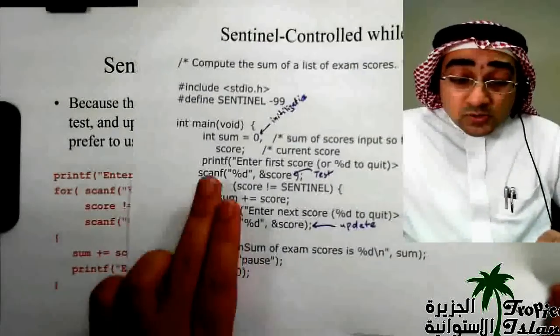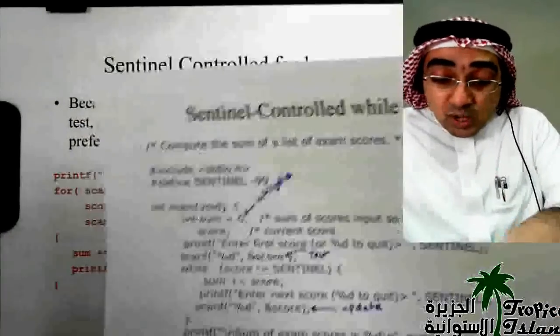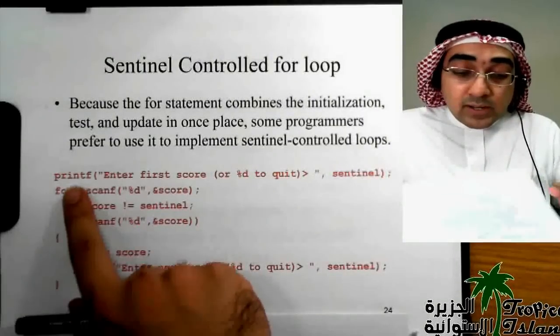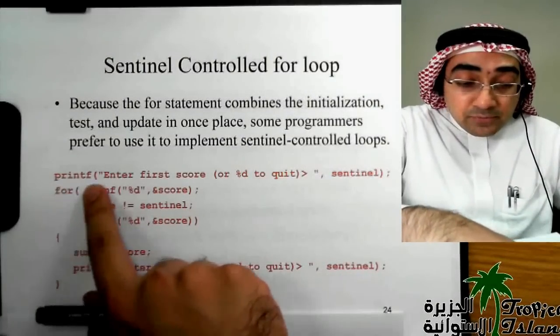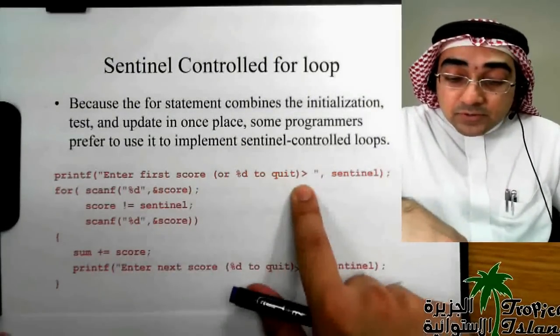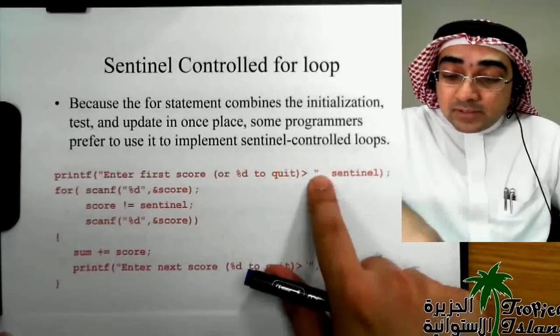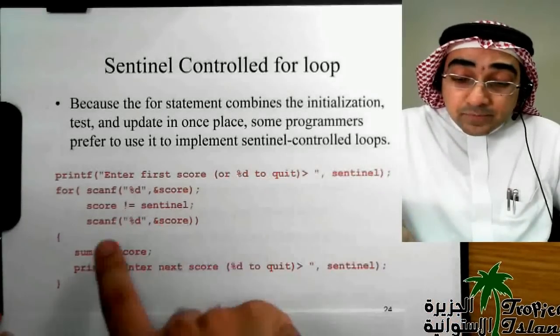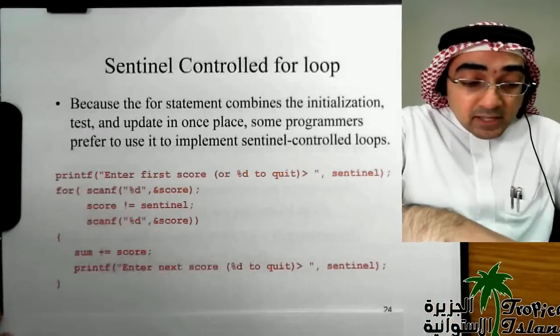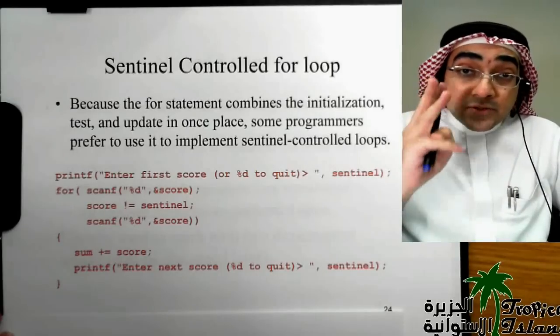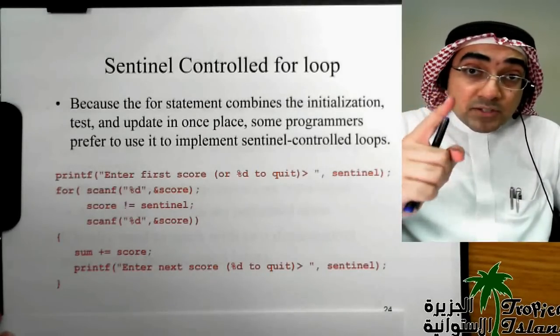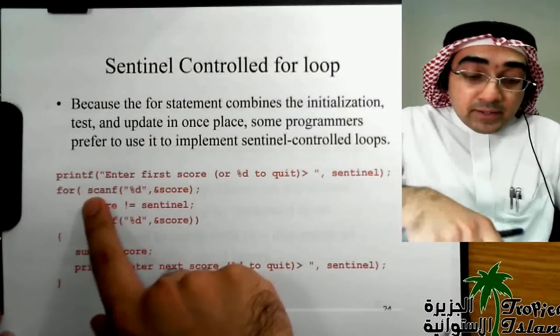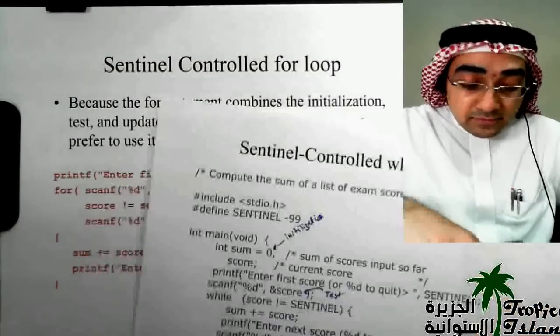So when I want to translate this while loop into a for loop, here's what I have to do. Before the for loop, I say printf enter the first score, or the Sentinel value actually, to quit. So Sentinel is -99. Then I come over here and say for. Now the for takes 3 things. The first is the initialization, the second is the condition, and the third is the update. So what is the initialization? It is the scanf, and you're doing it over here.